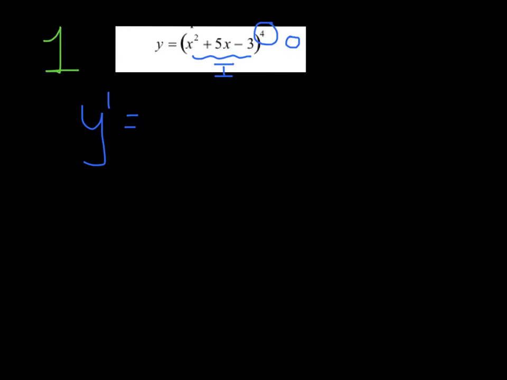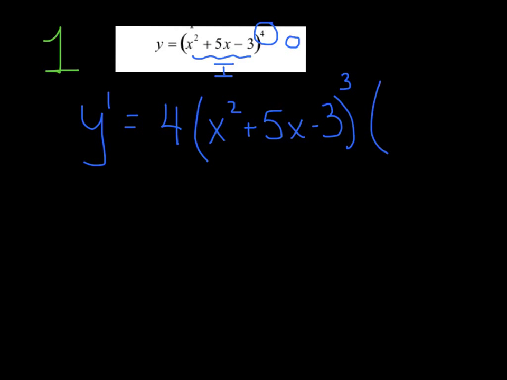So I just say to myself, the outside is a power, so I'm going to use power rule to take its derivative, which says bring down the 4. So I'm taking the derivative of the outside, leave the inside. Okay, now that power rule turns that exponent, I have to subtract 1, so I get a 3. Now I'm going to multiply by the derivative of the inside. So the derivative of this inside, x squared plus 5x minus 3, is 2x plus 5.